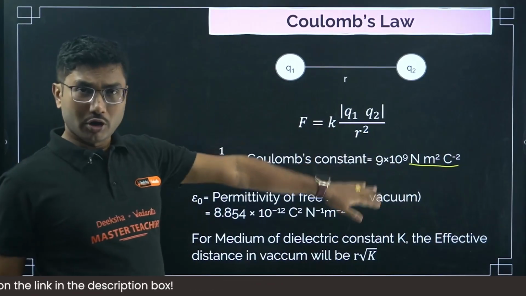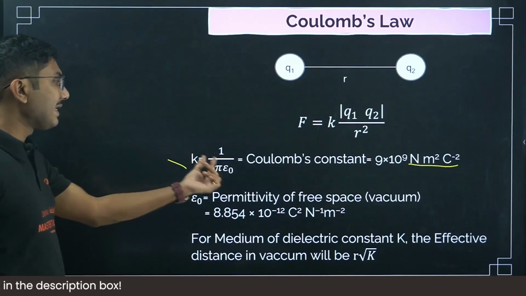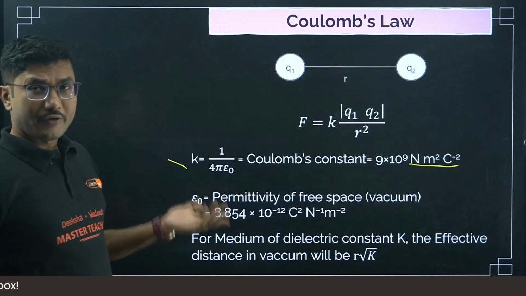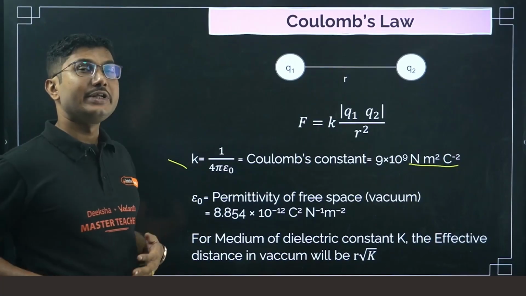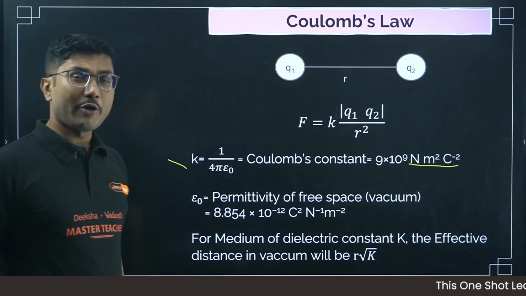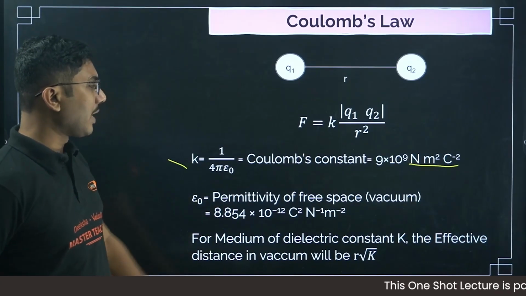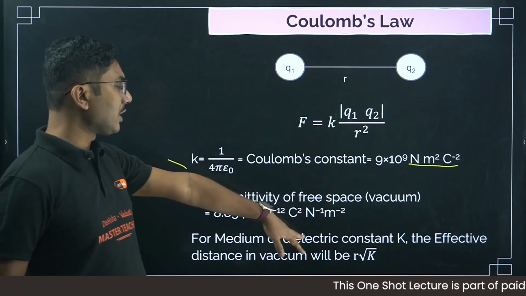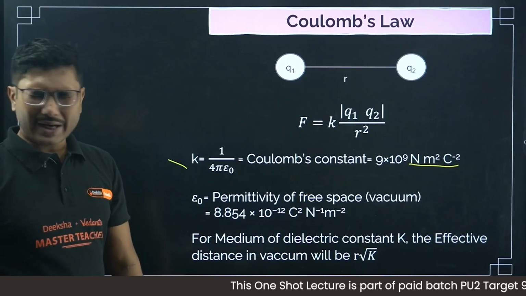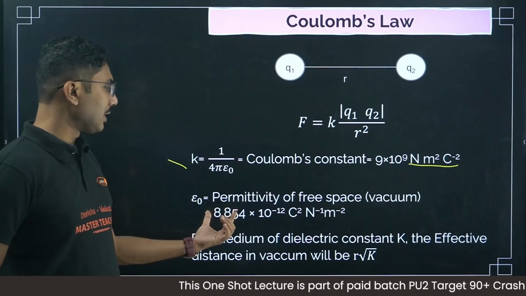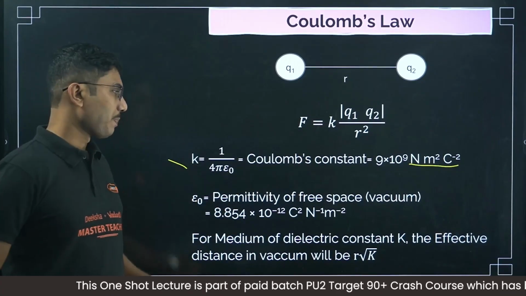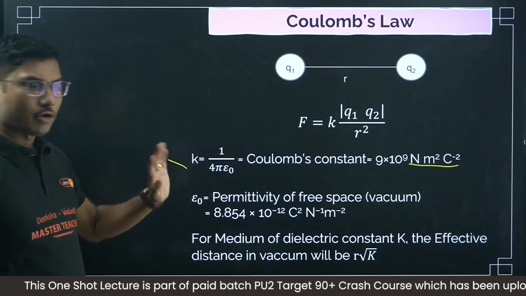The value we all know. Now here the epsilon naught is called the permittivity of free space or vacuum. It tells how much free space allows, and it is a constant again, with a value of 8.854 into 10 to the power of minus 12 Coulomb square Newton inverse meter to the power minus 2. For all practical purposes you can consider this number to be 9 into 10 to the power of minus 12 as well. So that's how you can proceed.